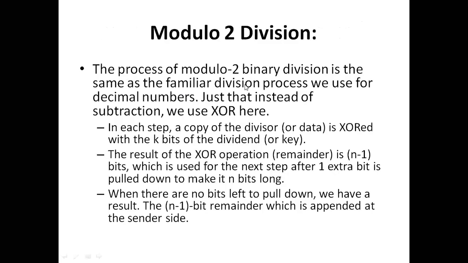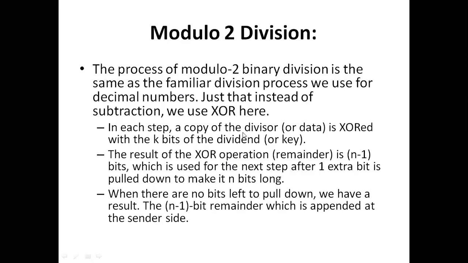So this is the modulo 2 division. In modulo 2 division, we have to do the XOR operation for the subtraction of the data. I hope you know what XOR division and modulo 2 binary division are. In each step, the copy of the divisor, or key, is XORed with the k bits of the dividend. The result of the XOR operation is n minus 1 bits, which is used for the next step after one extra bit is pulled down to make it n bits long.